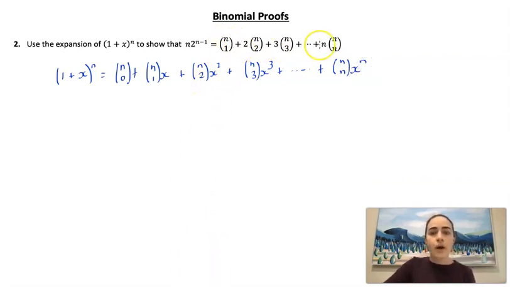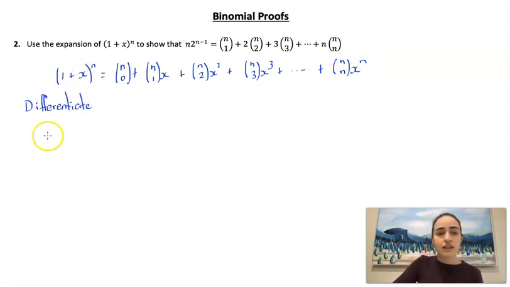Now, if you have a look at what we're aiming for, this gives us a bit of a hint as to what we're going to do to get there. We've got this nC1, and that's going to be on its own. This nC2, we want to have a 2 in front of that. The nC3, we want to end up with a 3 in front of that one. So what we're actually going to have to do here is differentiate both sides.